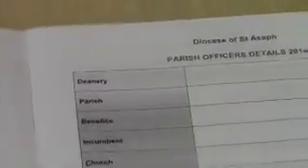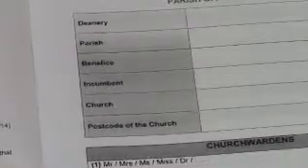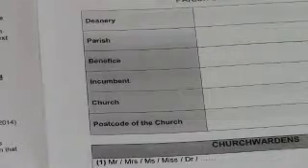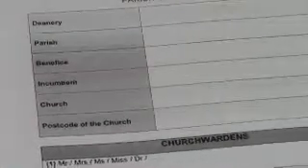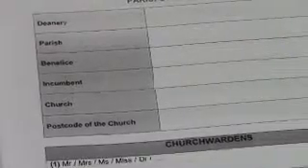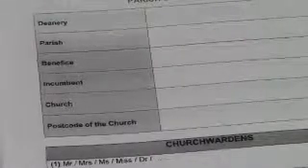And so we begin with the deanery, the parish, who the incumbent is, and the title of the church. The postcode of the church. That's a difficult one because we don't get mail to our churches on the whole. So we usually take the postcode from the nearest house.